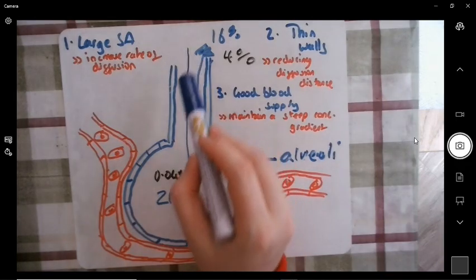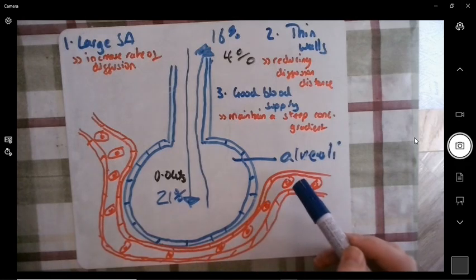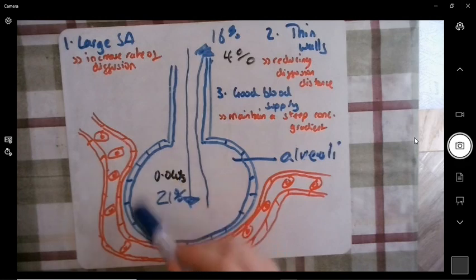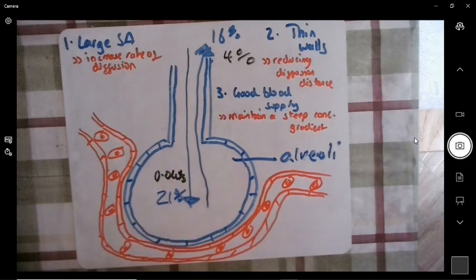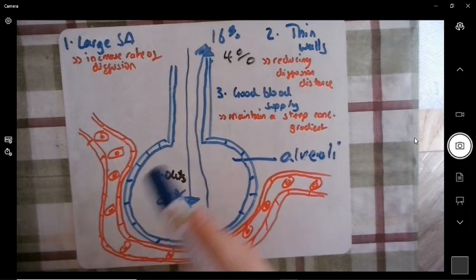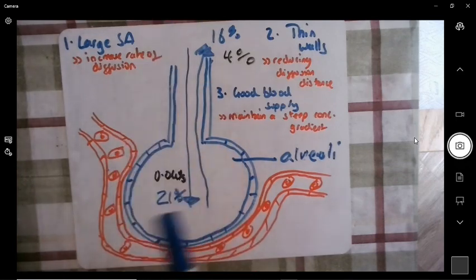So for all the oxygen that comes in, as it diffuses into the blood, the blood takes the oxygen away. So the blood that is interacting with the alveoli always has 0 oxygen. And therefore there's always a steep concentration gradient allowing the oxygen to diffuse into the blood. And vice versa for carbon dioxide moving out. Every time you breathe out, the CO2 gets taken away.